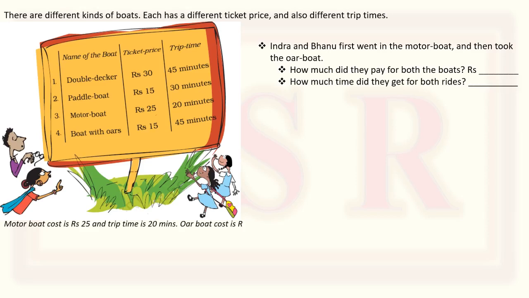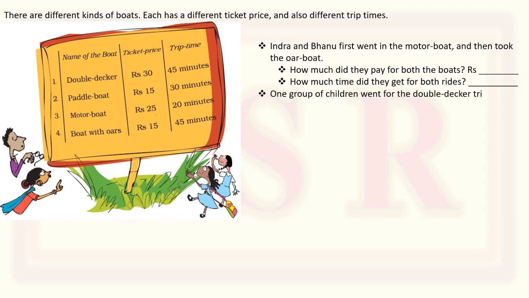Oar boat cost is rupees 15 and trip time is 45 minutes. So total cost is rupees 40 and total ride time is 65 minutes. Okay. One group of children went for the double decker trip. They paid rupees 450 in total. How many children went for the double decker trip? Again look at the price chart and tell.